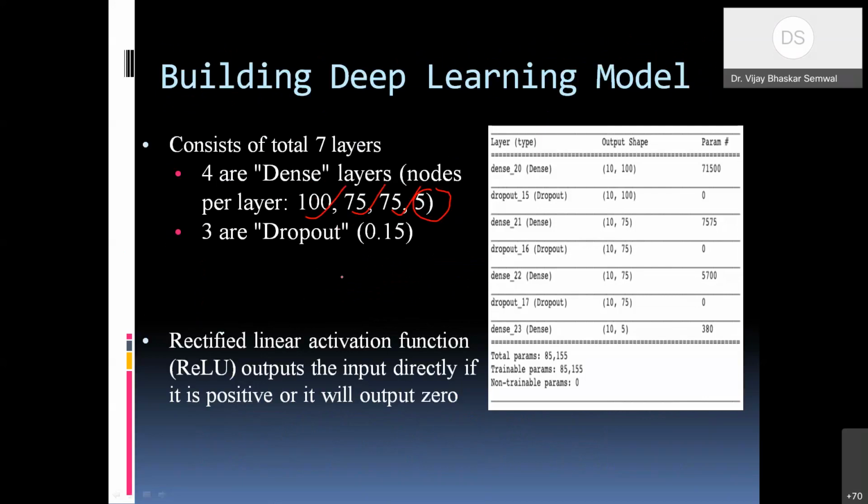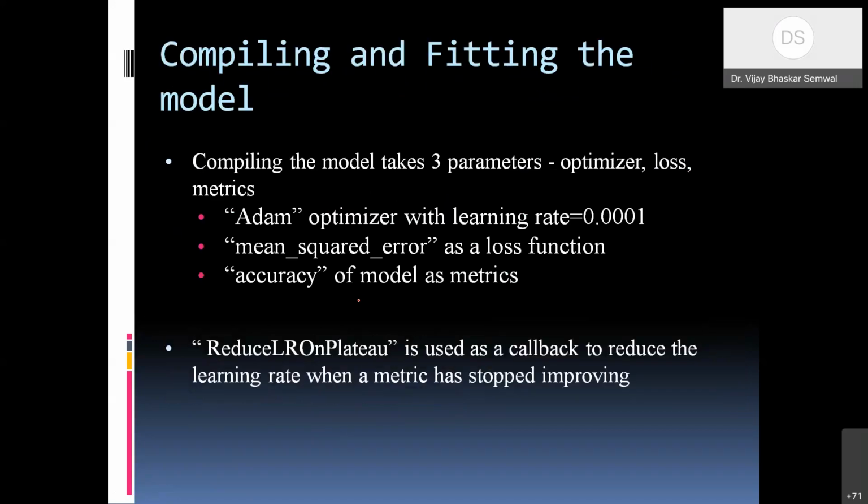In each layer I'm using dropout also. So first layer, then a dropout layer there. The dropout percentage is 15%. That means each time, out of 100 neurons, I'm removing 15, and only 85 are active. And then finally we are using the ReLU activation function for this one.